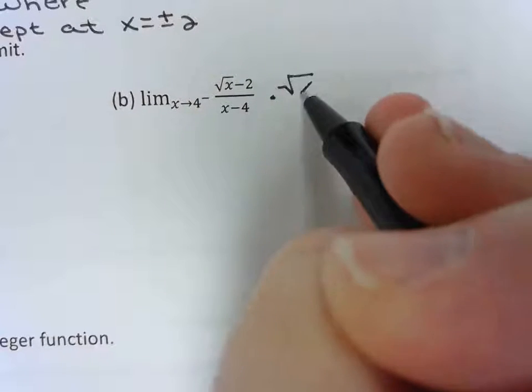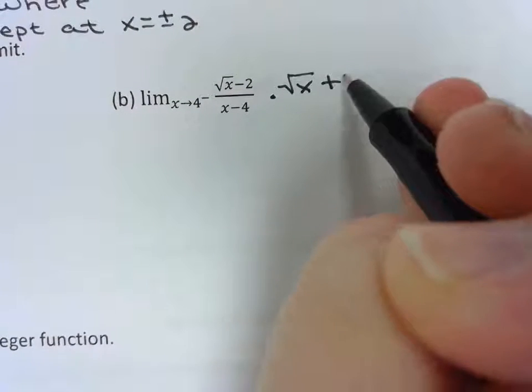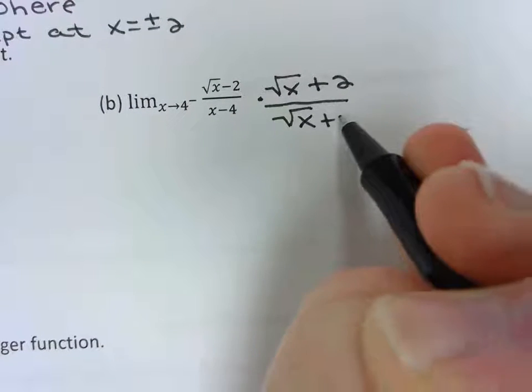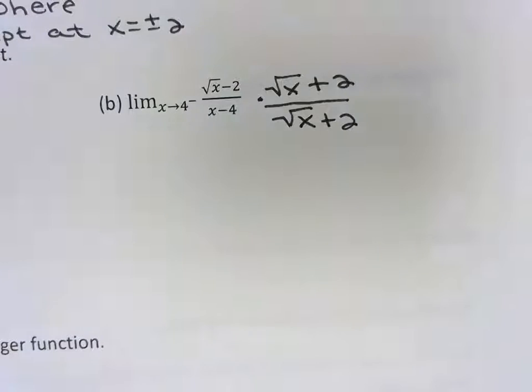Yep, multiply by the square root of x plus 2. Let's try to rationalize this. Kind of like we did Friday, anytime I see a square root, I'm thinking, let's try to rationalize it, see if it gets me anywhere. Just like if you see compound fractions, let's try to get common denominators, see if that gets me anywhere.